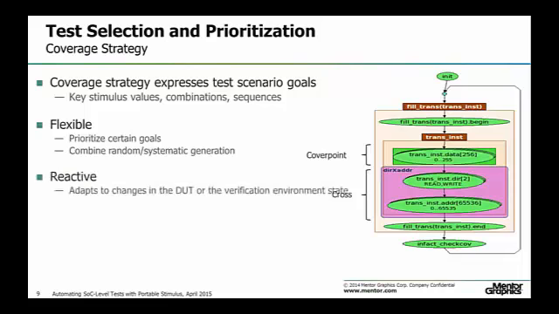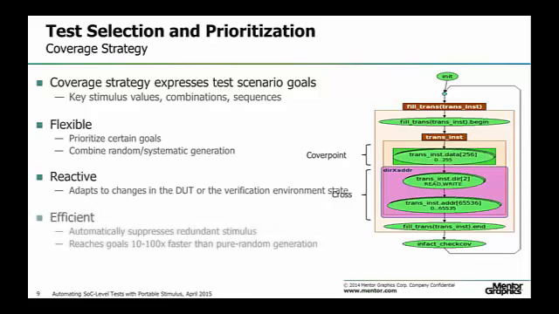It can also be reactive, so the goals can adapt to the state of the DUT or the test bench. And by doing this, we can suppress the generation of redundant stimulus and typically achieve 10 to 100 times faster coverage compared to random generation.